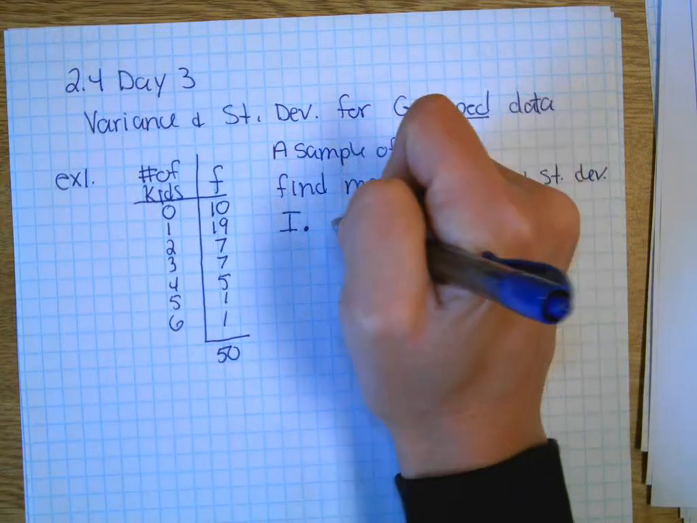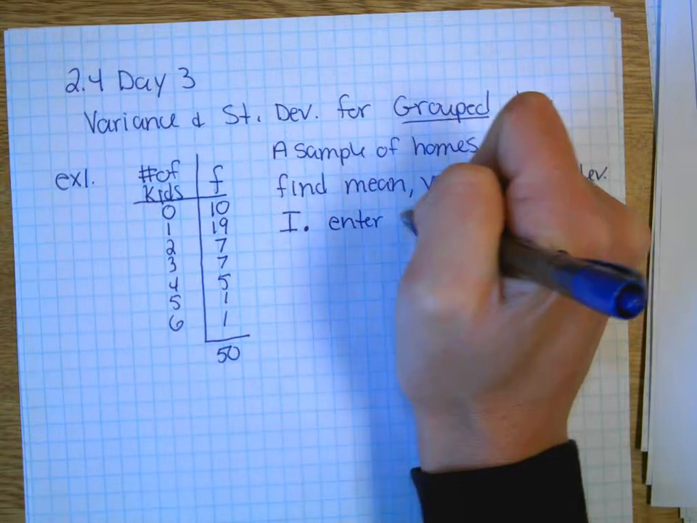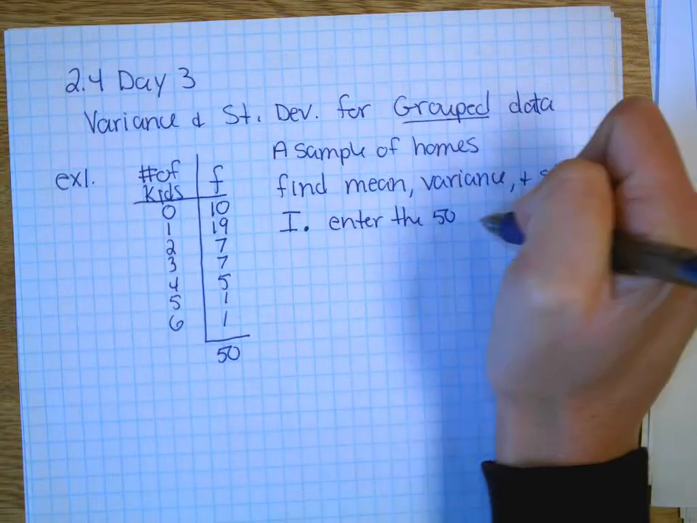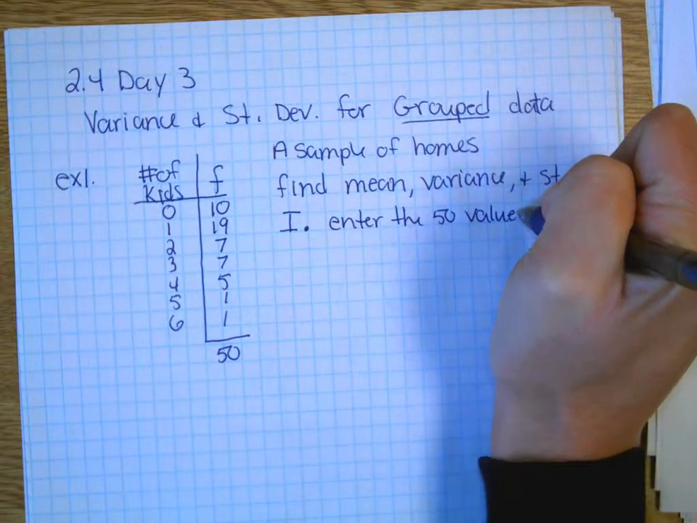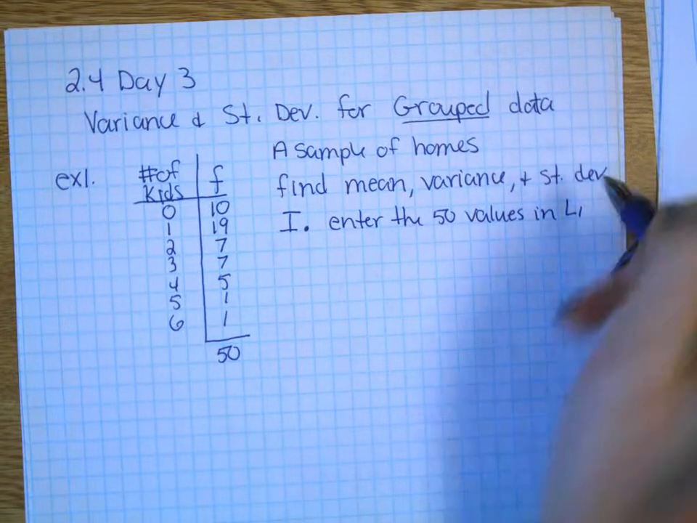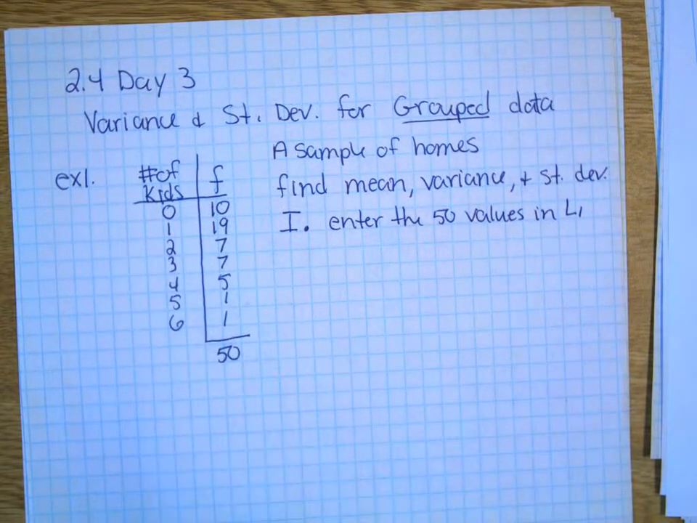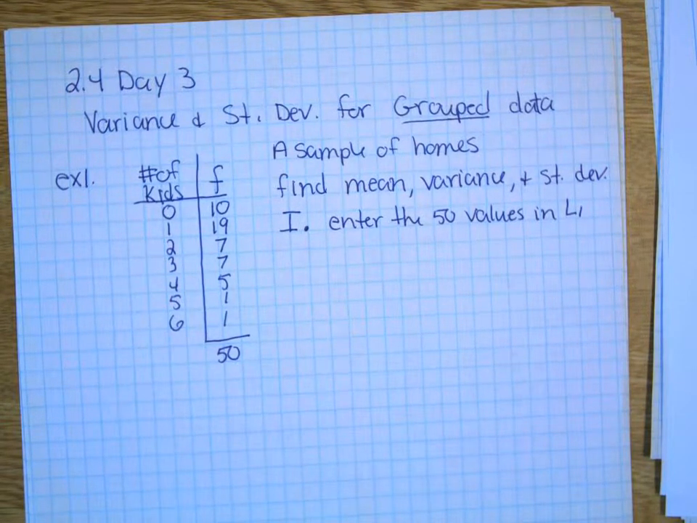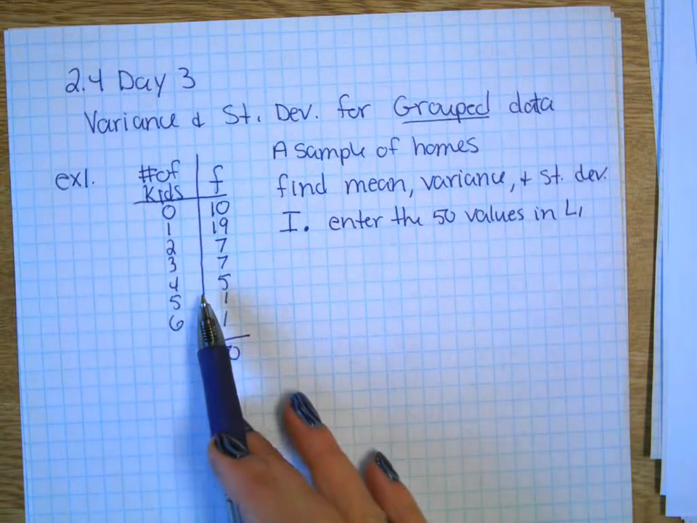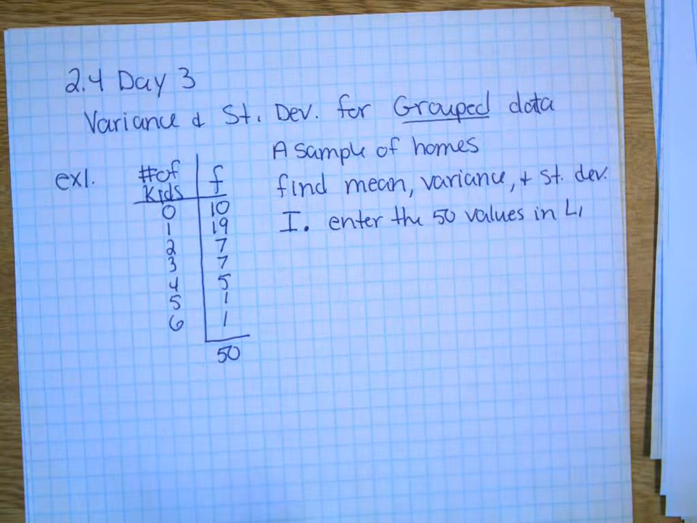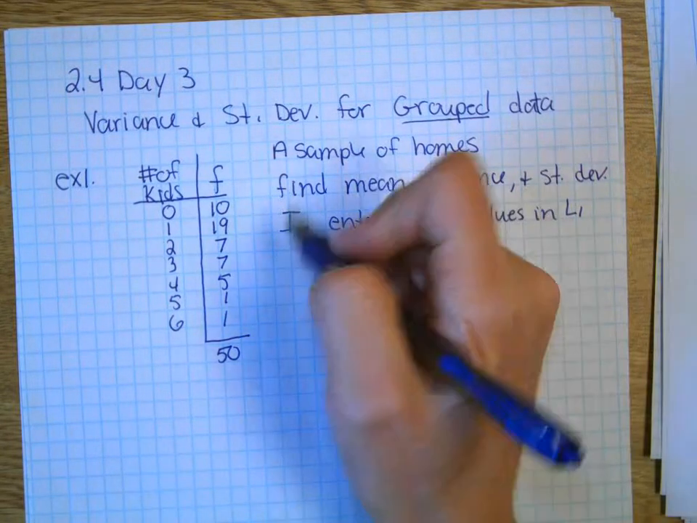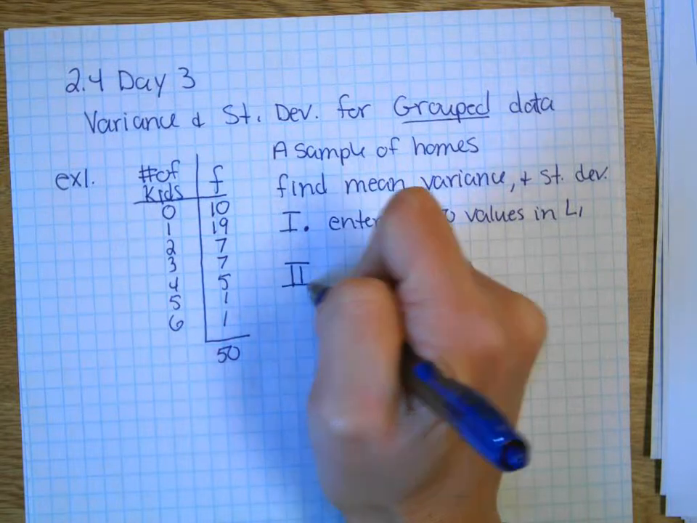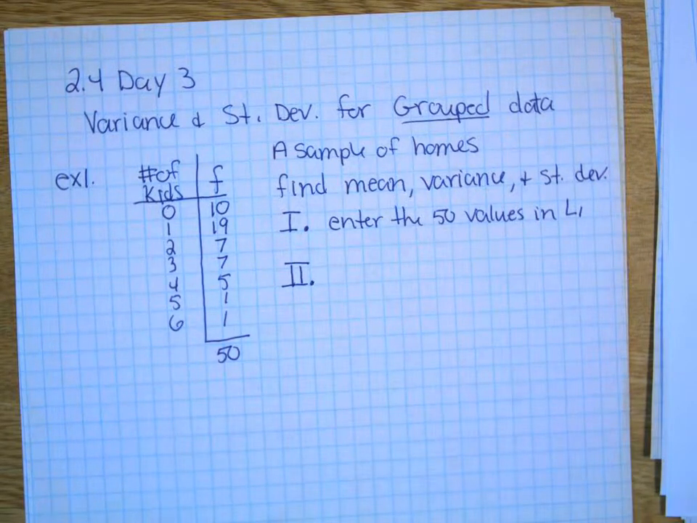So the long way would be to enter the 50 numbers into list 1. That would mean putting in 10 zeros, 0, 0, 0, 0, 0, 0, 0, 19 ones, 1, 1, 1. See how that would be obnoxious? But it could be done. That's what we're going to have to do on quiz, correct? That's not going to be this obnoxious, though. But because it's grouped like this, and because we've got good programmers, they know you're going to be dealing with grouped data. So method 2, they've programmed the calculator to deal with this.